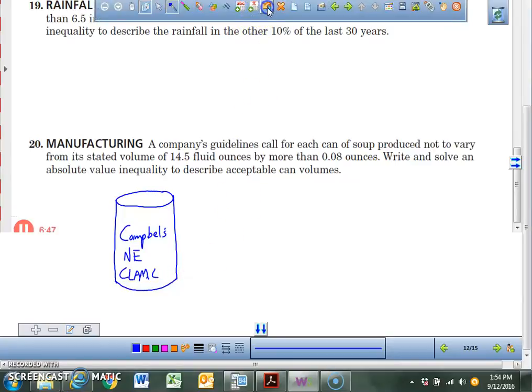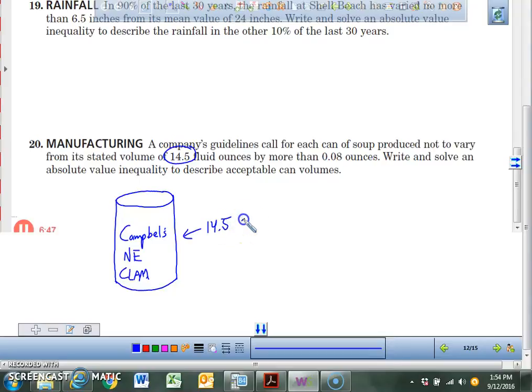I'll put clam. All right, so if I buy a can of soup and it tells me that there's 14.5 fluid ounces, what am I expecting to find in there? 14.5. That's right. I want this sucker to be 14.5 fluid ounces.